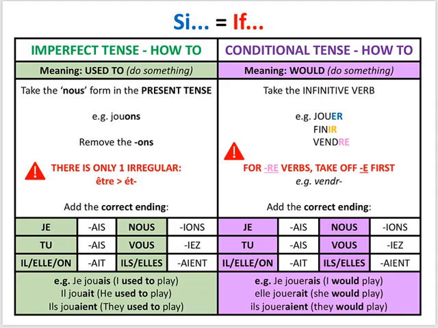The only exception here for these regular verbs is for vendre. For the RE verbs, you've got to take off the E before you add your ending. So je vendrais, V-E-N-D-R-A-I-S, I would sell.